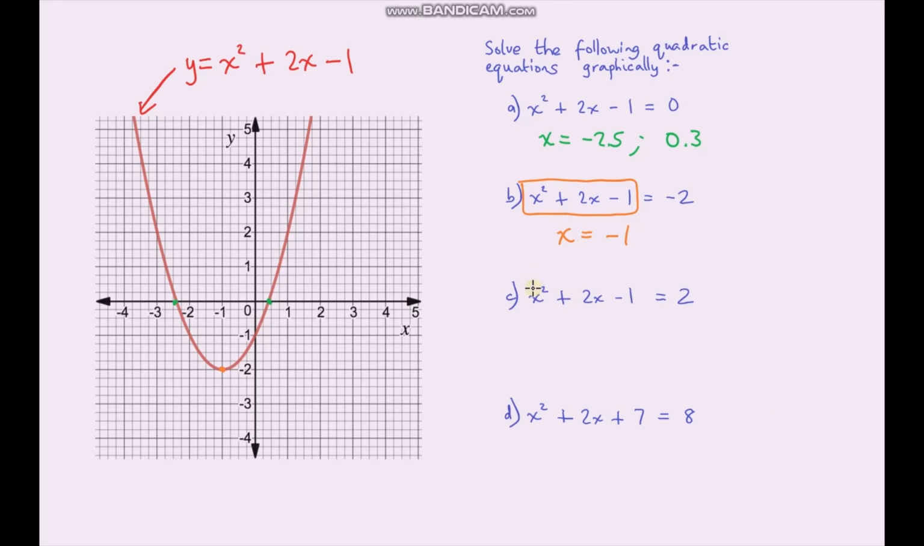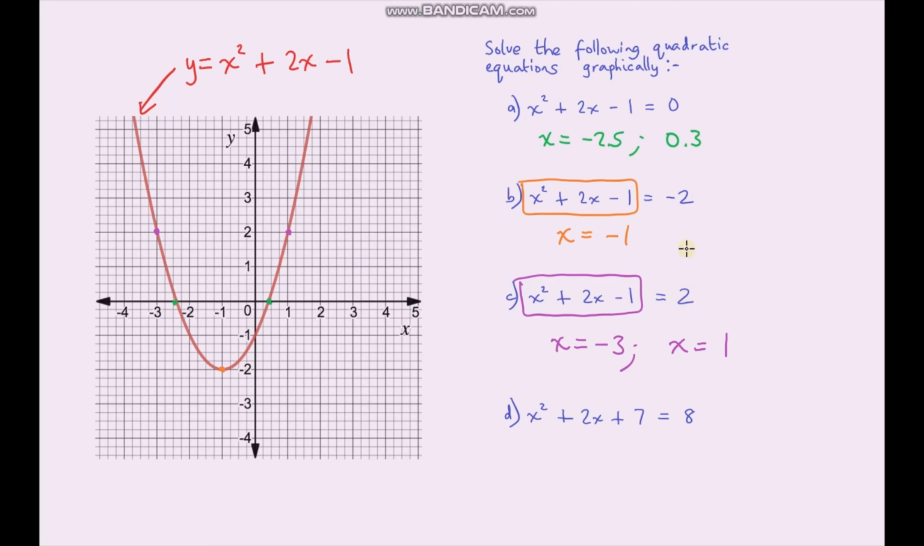Now if we look at part C, again this part of our quadratic expression is exactly the same, but we're just looking at where does the line cross the point y equals 2. So this time if we go up to y equals 2 and we go along, notice how it crosses the line y equals 2 at that point and that point there. So again we've got two solutions, and those solutions are x equals negative 3 and x equals 1.